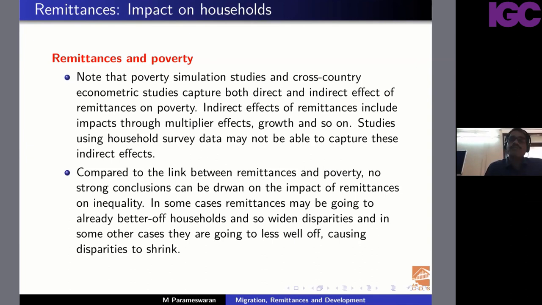That may be the reason why the poverty impact of remittances is widespread, but the inequality impact is not that widespread. We are unable to see it that widely.